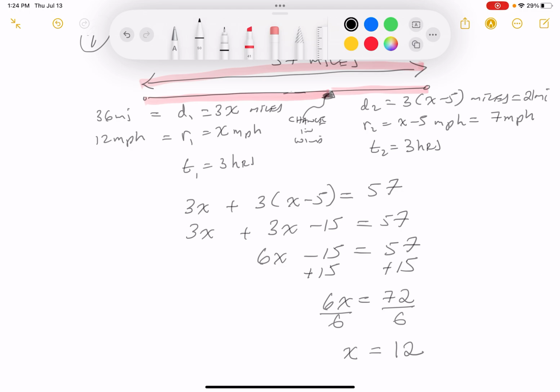So I don't remember the question. So this is question number 9, and it says, how far did the sailboat travel in the first 3 hours? It's 36 miles. And that's it. Thank you.